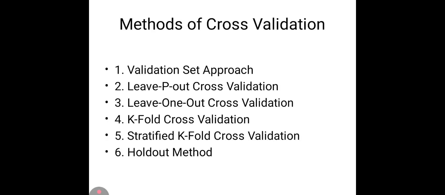So next, the methods of cross validation. There are several types of cross validation methods available. The most common ones are the validation set approach, leave p out and leave one out, k-fold, stratified k-fold, and holdout method. Each method has its own advantages based on the data type, size, and problem type.